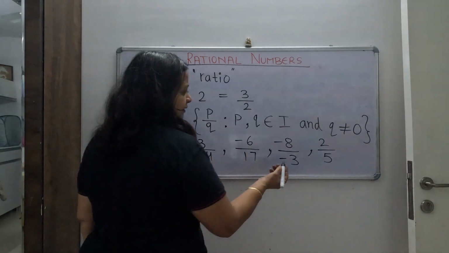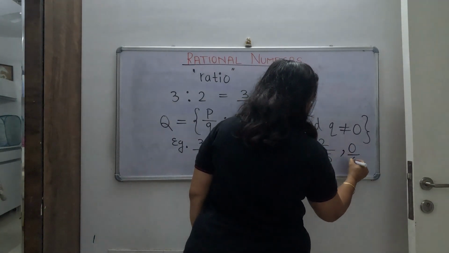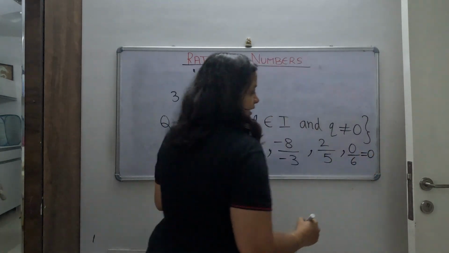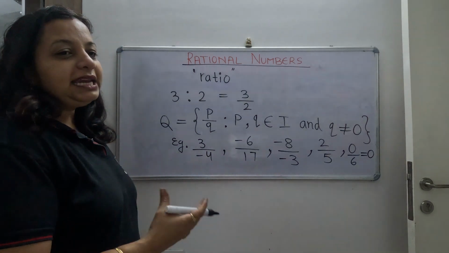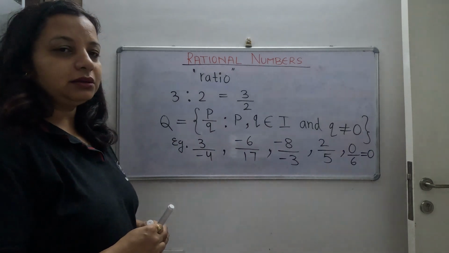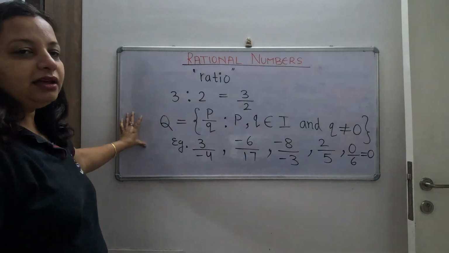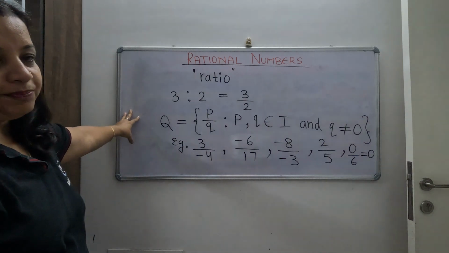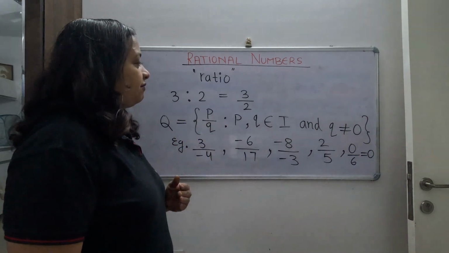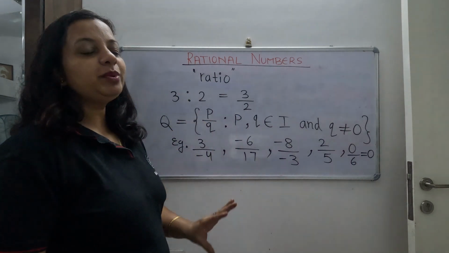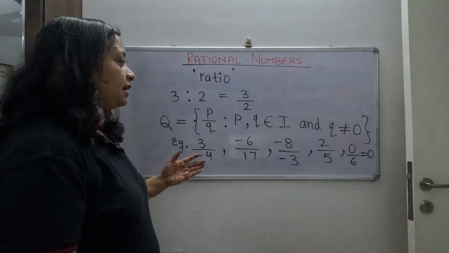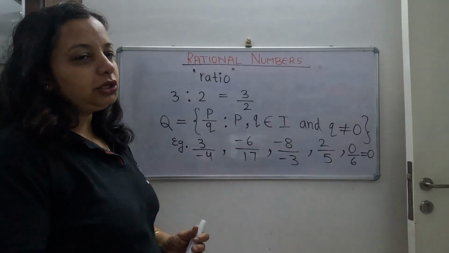If 0 is in the numerator, that is fine, because 0 over 6, the value is 0. But any number divided by 0 is not defined, not possible. So this is the rational number definition. A rational number is of the form p over q, like a fraction, but the difference is p and q must be integers, maybe positive, maybe negative. And that's it: the denominator should not be 0.